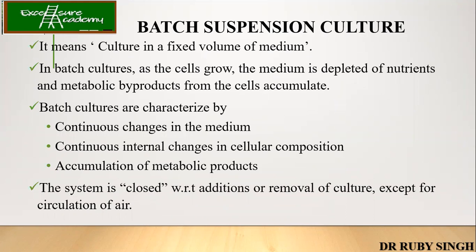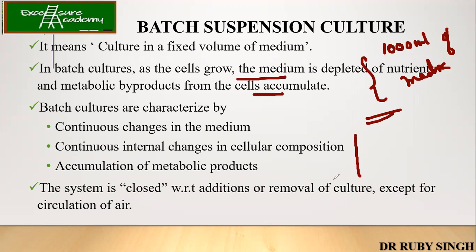Now, batch suspension culture. What does it mean? It means you are going to culture in a fixed volume of medium. Again, what does that mean? It means that if suppose I have started with 1000 ml of media, I am going to use only that till the entire experiment is completed. So that means in that particular batch, one slot of plant tissue culture has been completed. Now, in batch cultures, as the cells grow, the medium is depleted of nutrients and metabolic byproducts from the cells accumulate, right? So this is again like the growth curve. Initially it will take time, that is your lag phase.